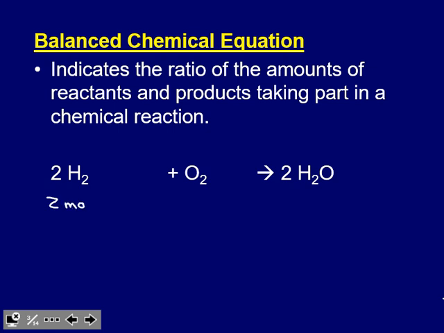2 molecules. That's not bad. For every 1 molecule. That looks good. That's going to produce 2 molecules of water, right? So the ratio tells us how the molecules come together.